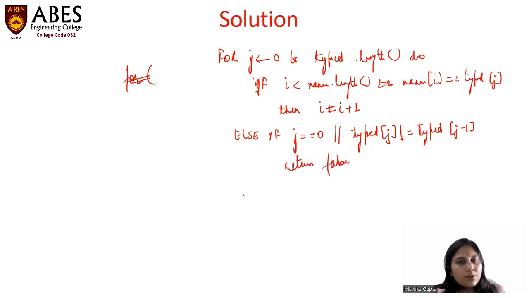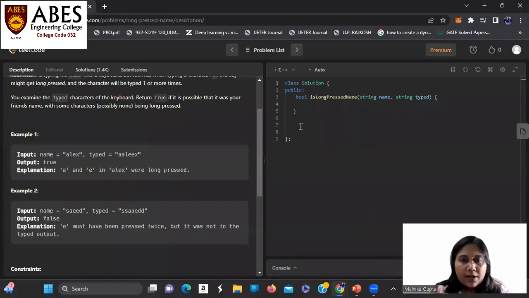Otherwise, if this condition is true, then what am I returning? I am returning true, and true based on what? If my I is equal to name dot length, it will directly return true. This is what the solution looks like, right? So if I wanted to see whether this solution is working for LeetCode or not, I am just trying to write it in here also.